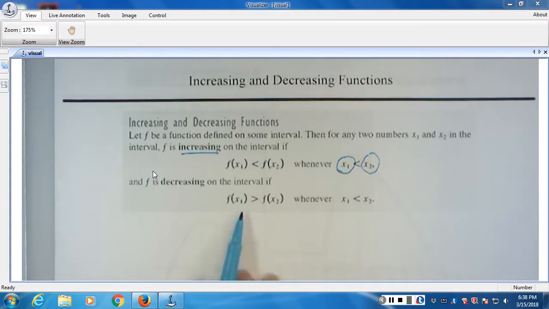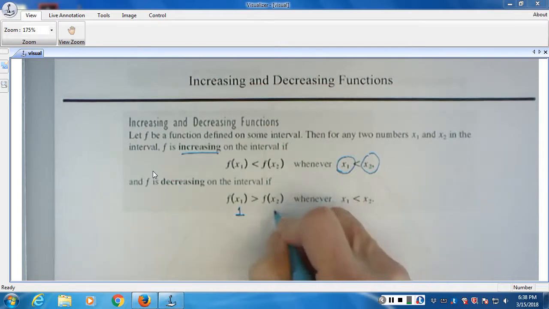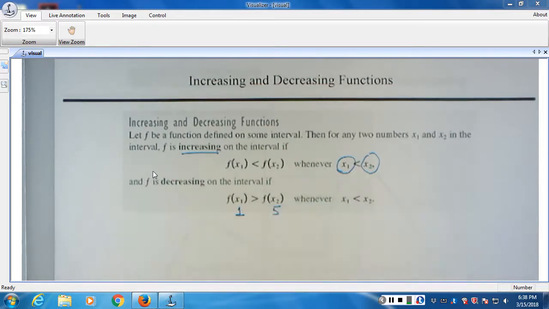This says the same thing, except it says that when you plug in, for example, 1, and you plug in 5, and it turns out that when you plugged in f of 1, you got a number that was way up here. But then when you moved over here and you picked up f of 5, your next point was way down here, so it went down. Your function was going downhill. So that's why it's decreasing.